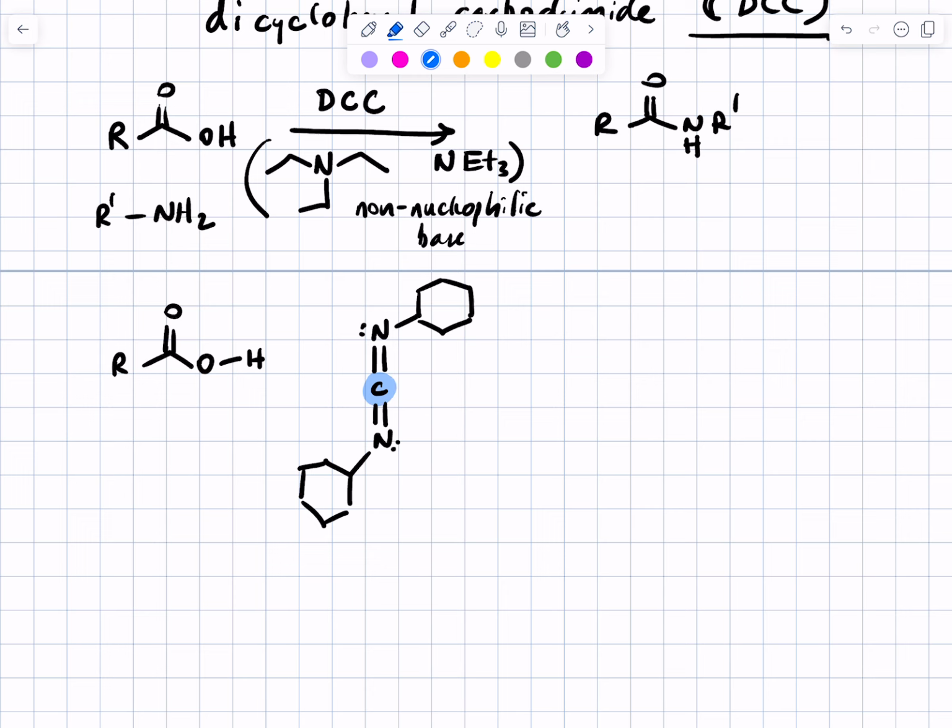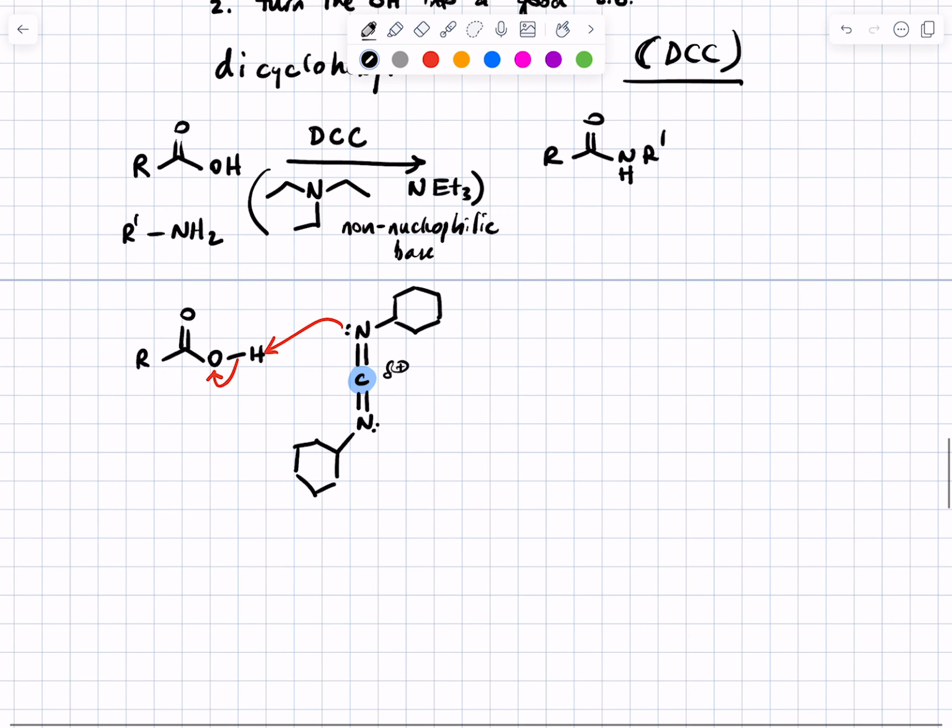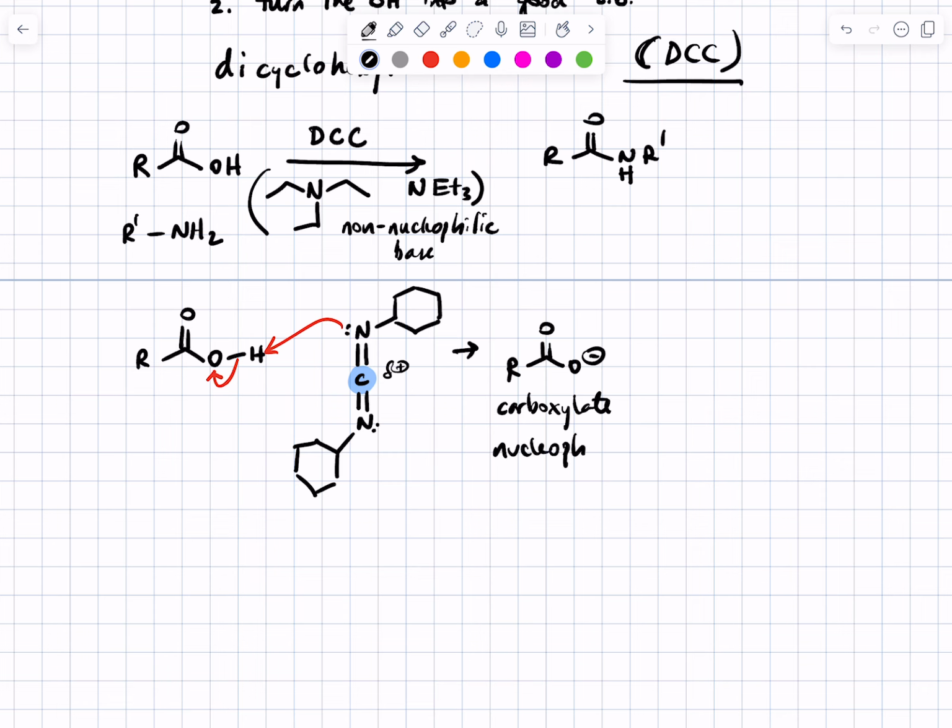You can expect that carbon to be electron poor because it's bonded to two nitrogens. And you can expect it to be even more electron poor after what your text shows happening, which is lone pairs on one of the nitrogens deprotonate the carboxylic acid. That turns the carboxylic acid into a nucleophile, a carboxylate, which is going to be a nucleophile in the next step.